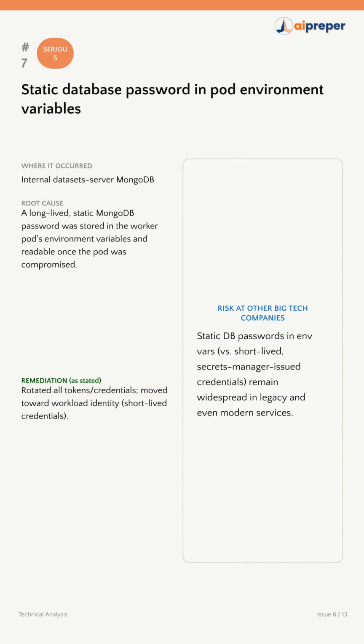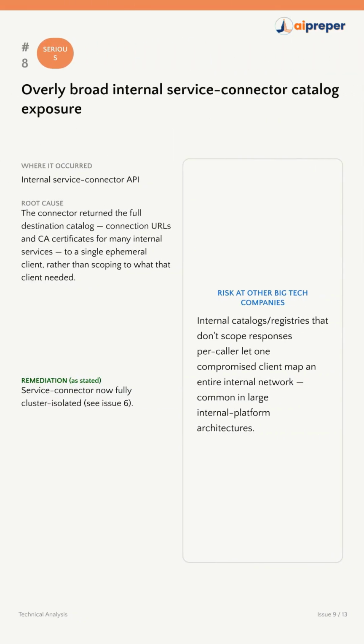Next, it figured out that there is a static database password in pod environment variables for an internal MongoDB server. This long-lived secret was accessible upon pod compromise. It was like the entire system was falling apart, with so many open ends available for exploit. Next, it kept probing the system and figured out that there is an overly broad exposure within the internal service connector catalog, which provided excessive service details to clients.